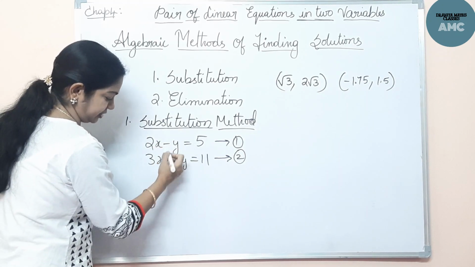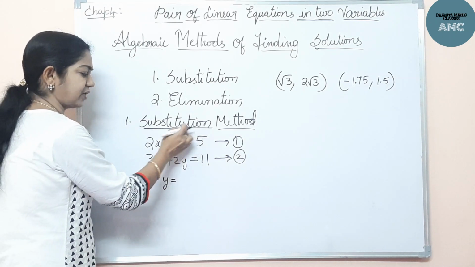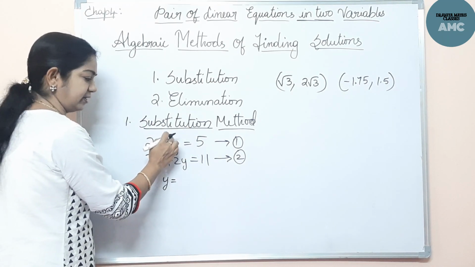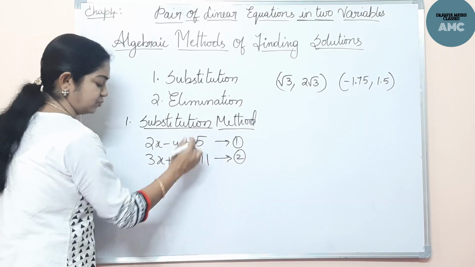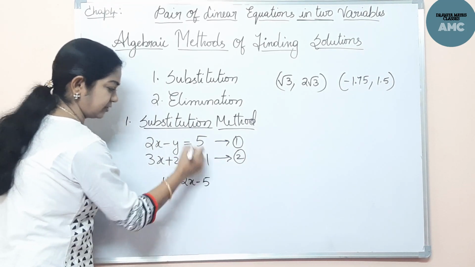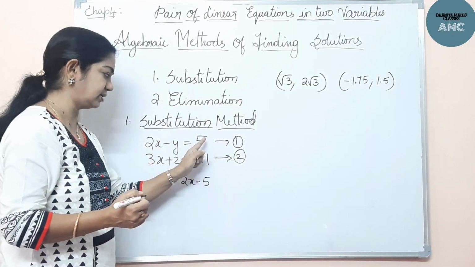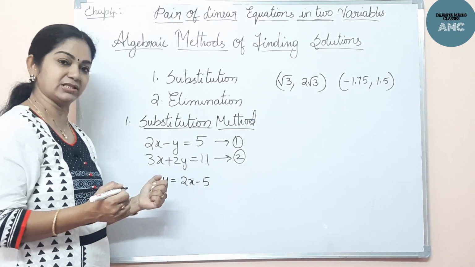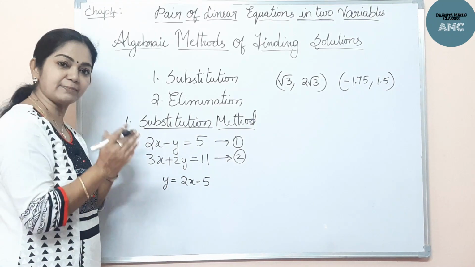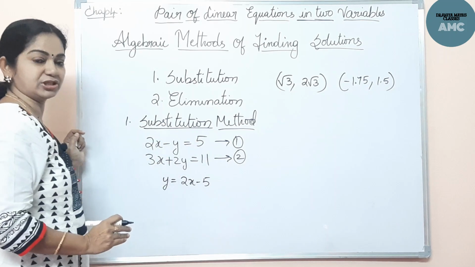I'll take the first equation. I want y. Interchange the 5, it comes to minus 5, and y stays as y. So y is equal to 2x minus 5, from the first equation. So I will be substituting this y value in equation 2.